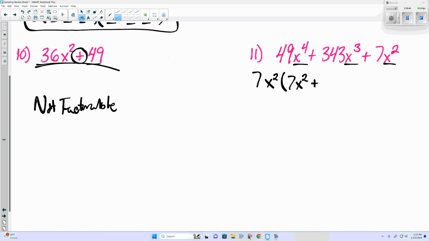Now, if we factor 7x squared out of 49x to the fourth, 49 divided by 7 would be 7. Our x to the fourth divided by x squared would be x squared. Our 343 divided by 7 would be 49. And if we remove x squared from x cubed, we have x. And if we factor 7x squared out of 7x squared, we're left with 1. Because whenever something factors out completely, it reduces to 1.